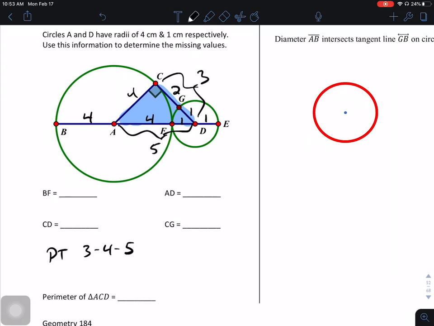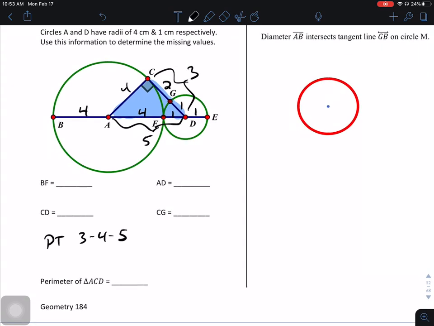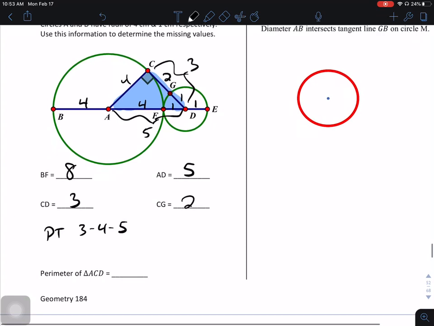Let's see if we can answer these questions. What's the length of BF? Well, BF is a 4 and a 4, which is an 8. It's 2 radii in the same circle. Segment CD's length, well, we already had that figured out. It's 3 because it's a Pythagorean triple. Segment AD, well, it looks like that's a 4 and a 1, which is a 5. Segment CG, we already figured out was 2 because 3 minus 1 is 2. What's the perimeter of triangle ACB? Well, that's 12 because we have a 3 plus a 4 plus a 5, which is 12.